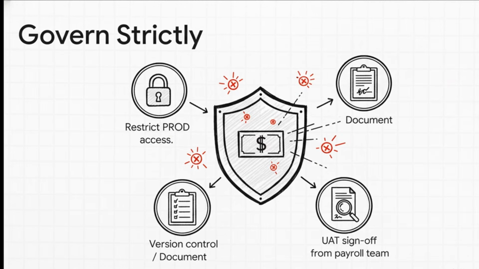Now, performance is one side of the coin. The other is governance. And let's be crystal clear. A mistake in a formula isn't just a system error, it's a business risk. It means people get paid the wrong amount. So you have to be disciplined. That means restricting who can touch formulas in production, documenting everything, and most importantly, you must test. And always get the final sign-off from the payroll team. They are your ultimate safety net.